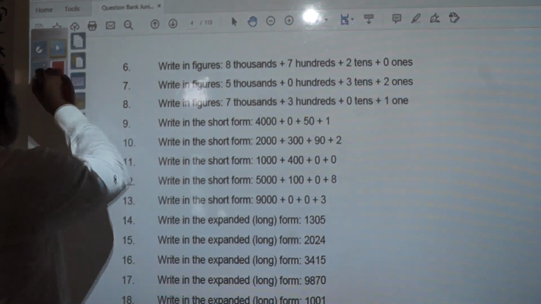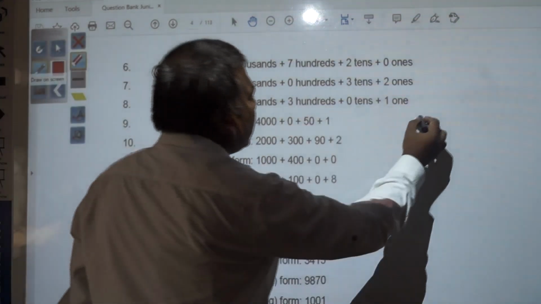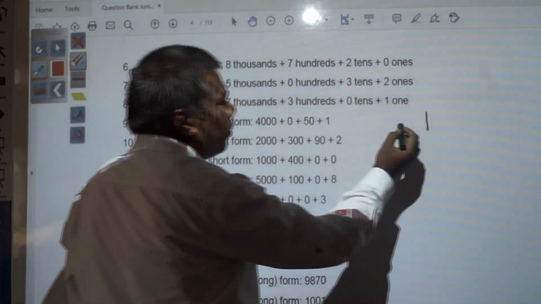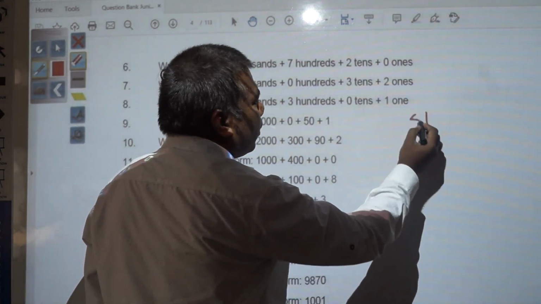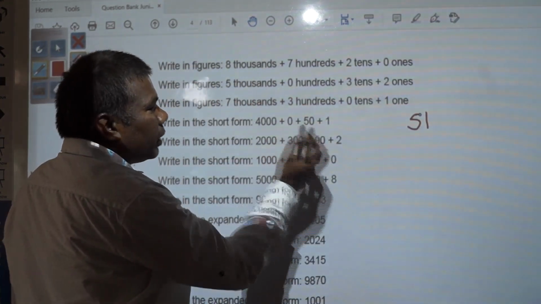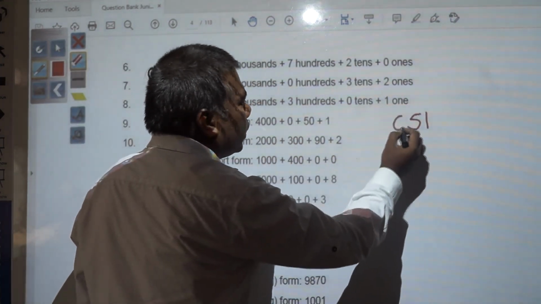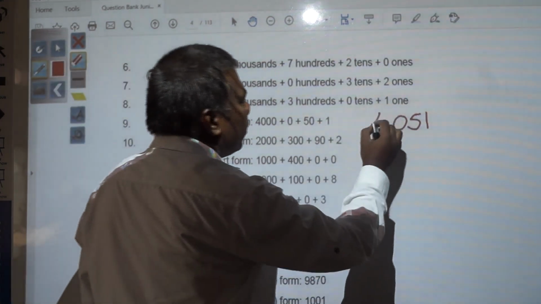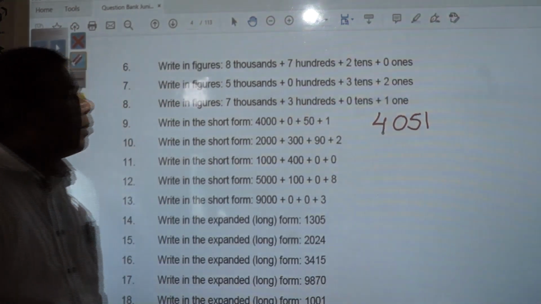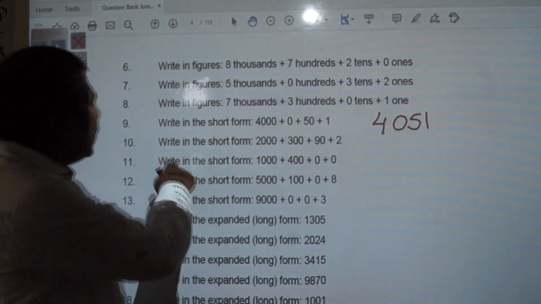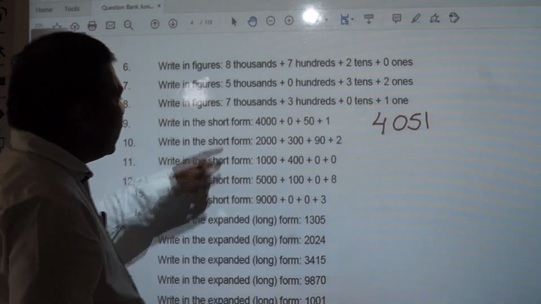Here you see, in the ones place you have 1. In the tens place you have 50, so simply you write 5. Here in the hundreds place nothing you have, simply 0. In the thousands place you have 4000, so simply 4 you write. So your number became 4051. In the same way, other questions are there in short form also.